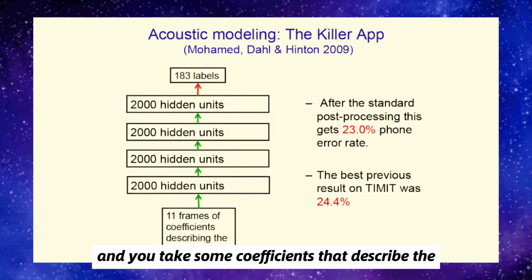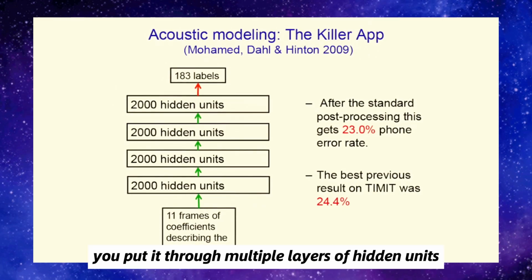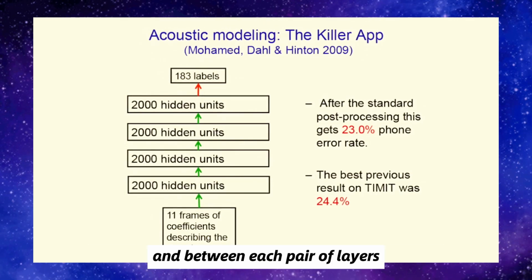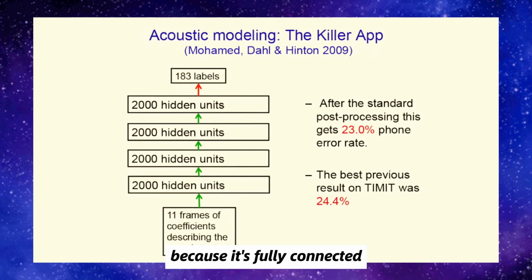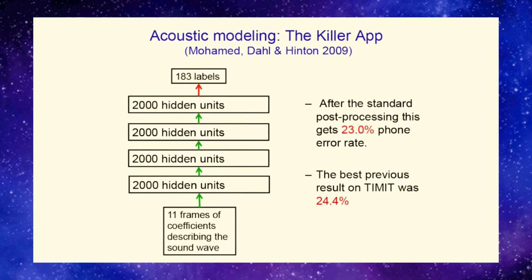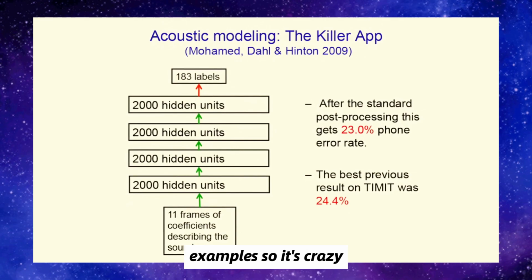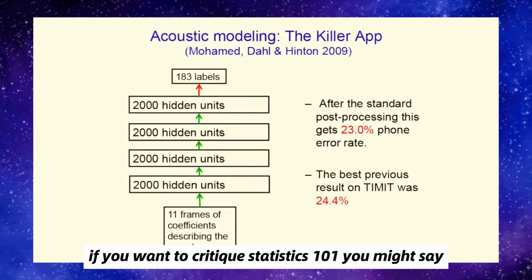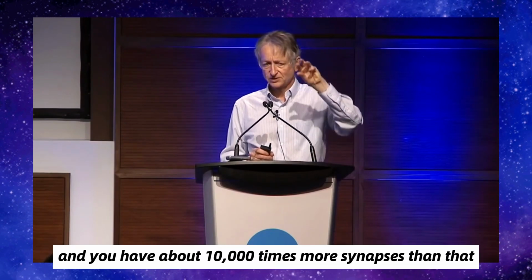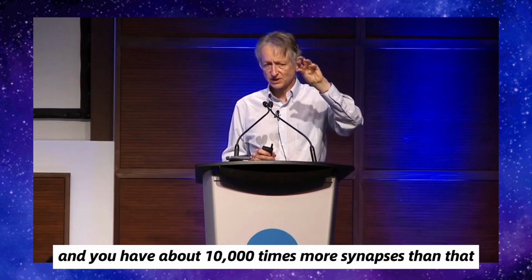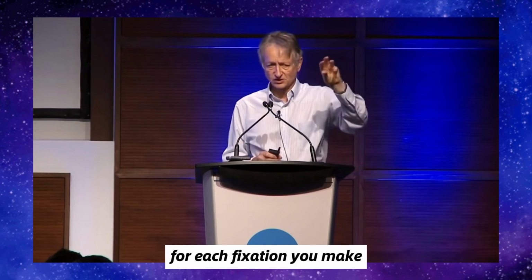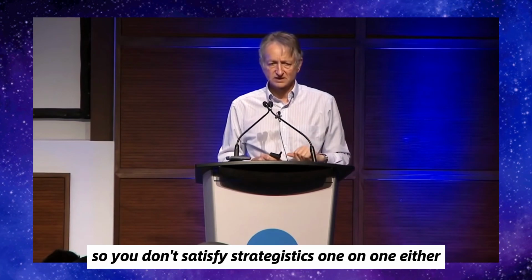You take some coefficients that describe the sound wave, you put it through multiple layers of hidden units, and these were lots of hidden units. There are only a few million training examples, and between each pair of layers, there's 4 million parameters, because it's fully connected. So a statistician, if you do statistics 101, will know that this cannot possibly work, because there are many more parameters than there are training examples. So it's crazy. If you want to critique statistics 101, you might say, in your lifetime, you make about 10 billion fixations, and you have about 10,000 times more synapses than that. So you have about 10,000 synapses for each fixation you make. So you don't satisfy statistics 101 either.